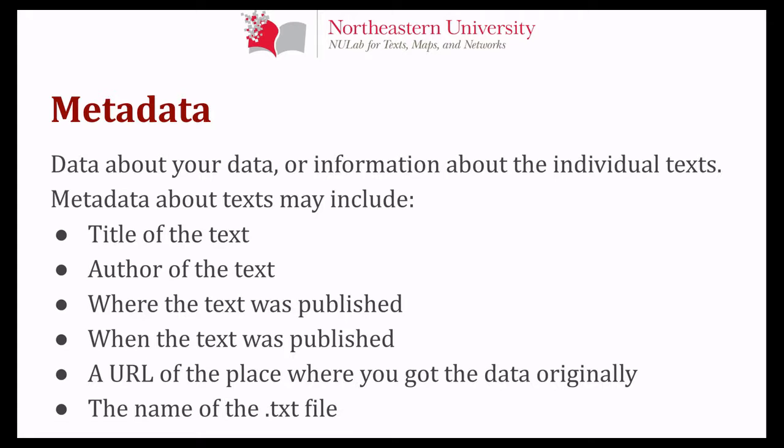Metadata, or data about your data, is useful information about individual texts. Metadata about a text may include the title of the text, the author, where it was published, when it was published, a URL, the original location you got the text if you found it online, and of course, the name of the actual file itself, so you can remember which metadata belongs with which text.